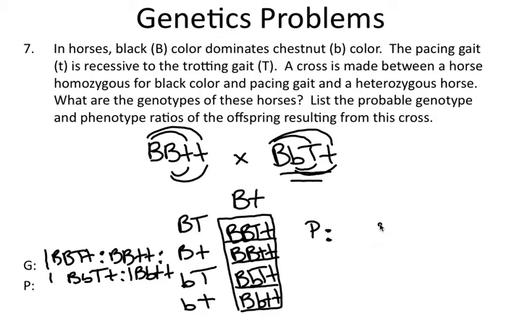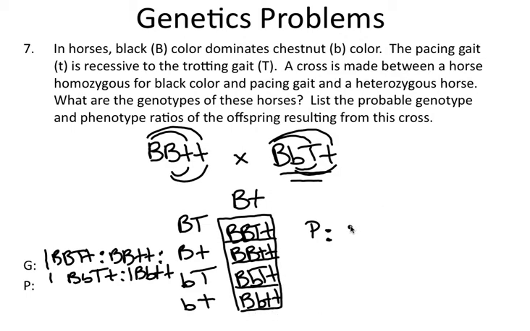Phenotype refers to what these horses are going to look like based on the genes themselves. So if we look at this first box, we're going to notice that that's going to code for black and trotting. This will be black and pacing. This offspring will be black and trotting. And this one here will be black and pacing.